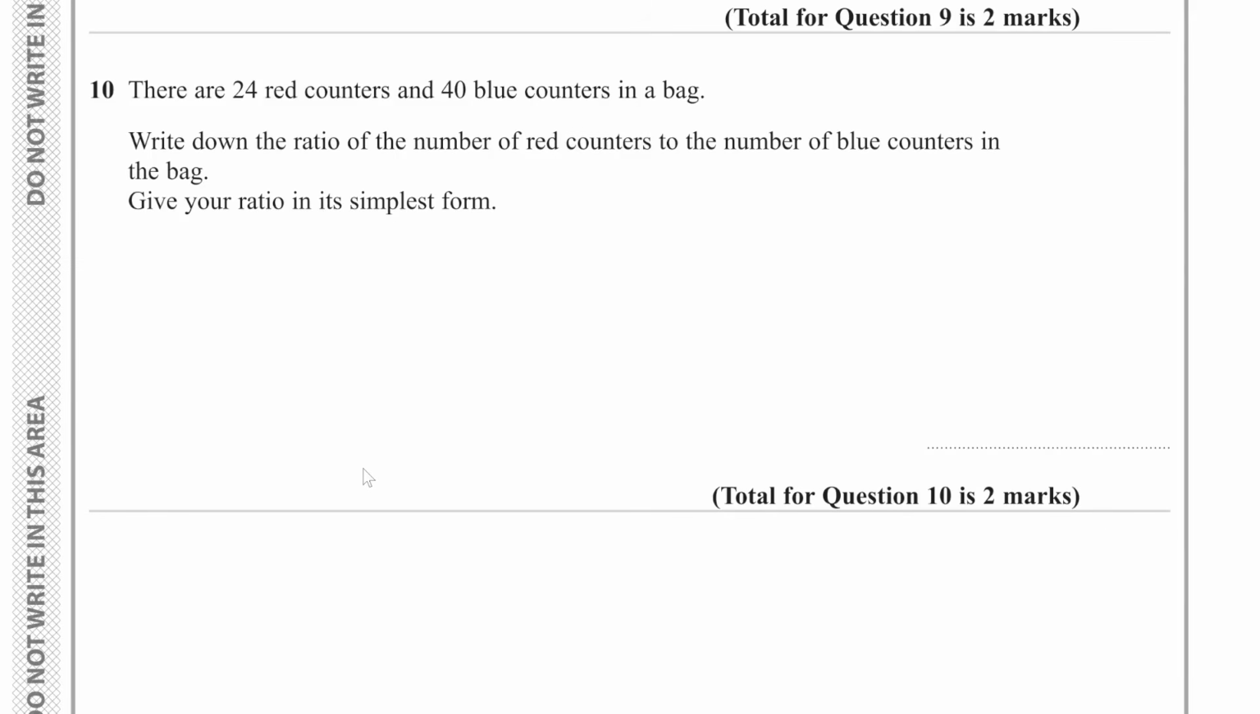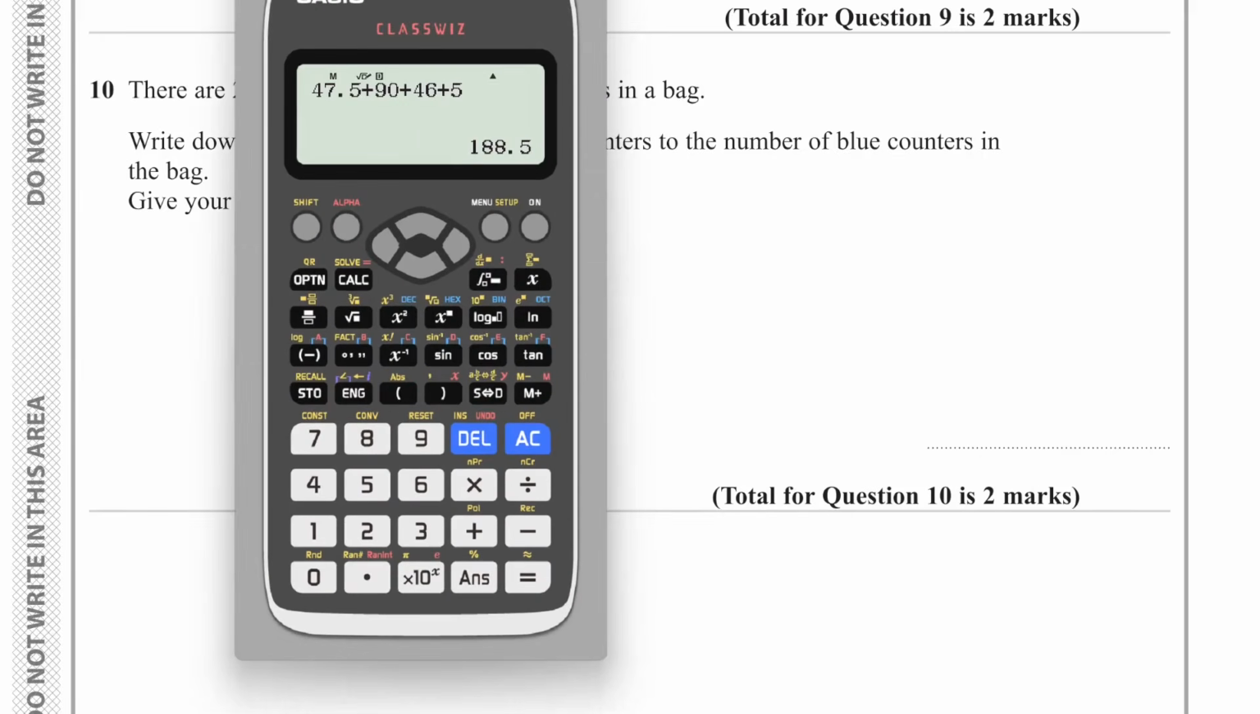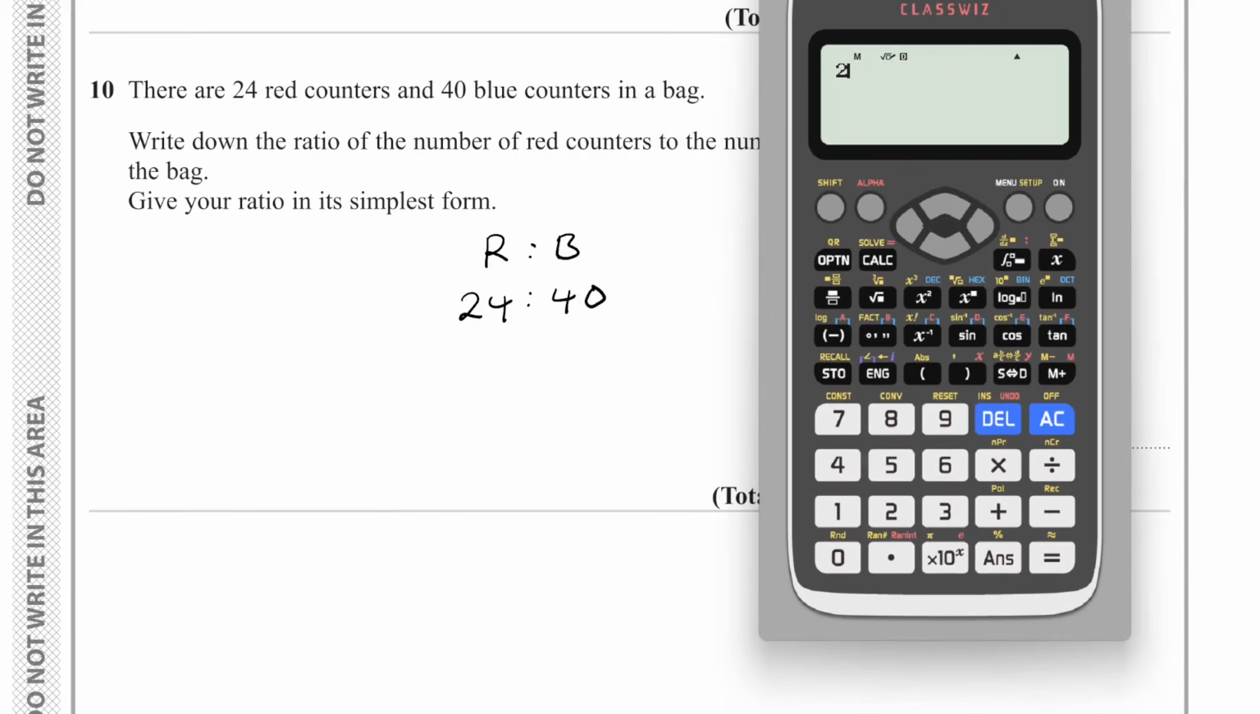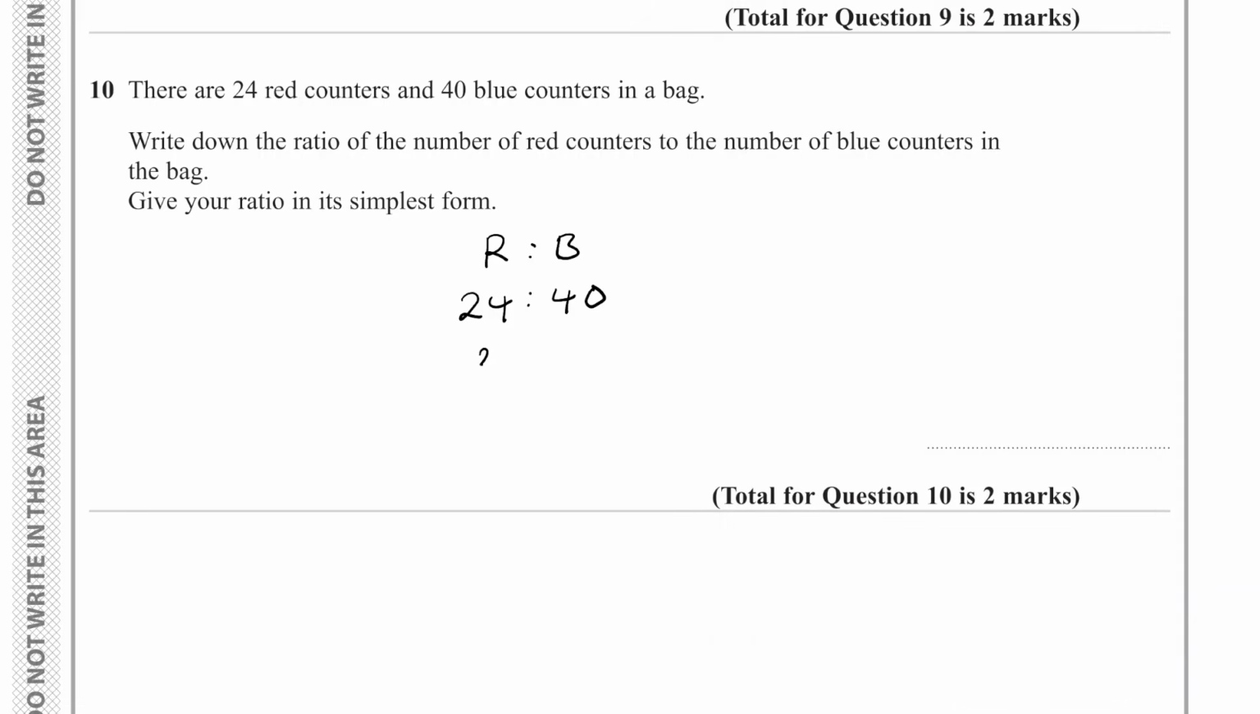Question 10. There are 24 red counters, 40 blue counters in a bag. Write down the ratio of red to blue in its simplest form. So the ratio of red to blue is 24 to 40. We need to simplify this. So what I'll do, I'll write 24 over 40. I'll write it as a fraction. And then the calculator will simplify it for me. So 24 goes to 3 and 40 goes to 5. So it's 3/5. You could also divide both sides by 8 and you'll get the same. So 3 to 5.